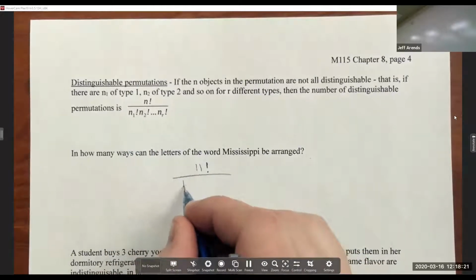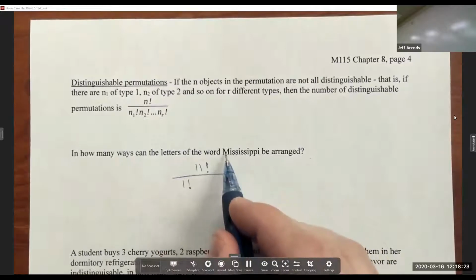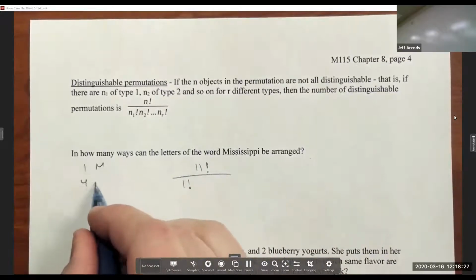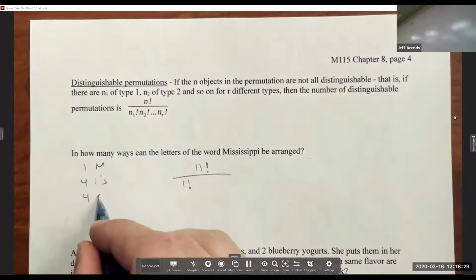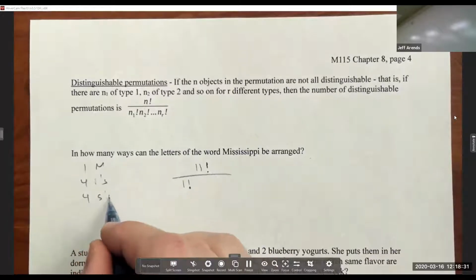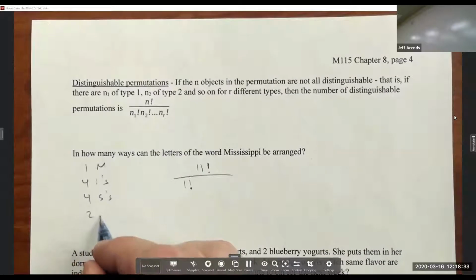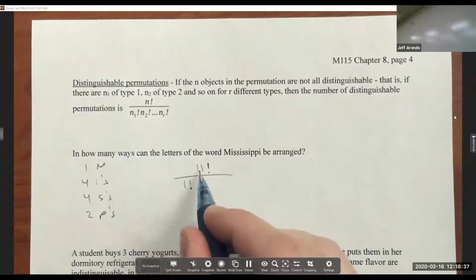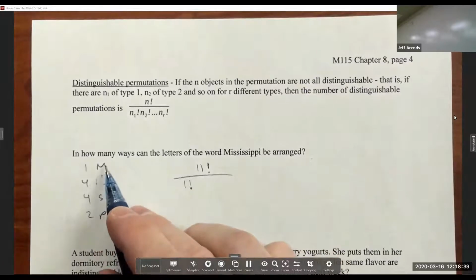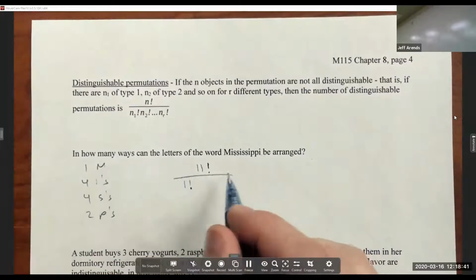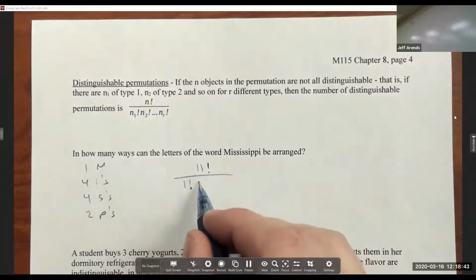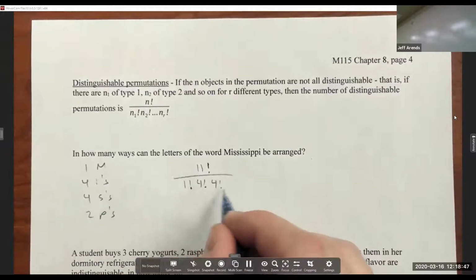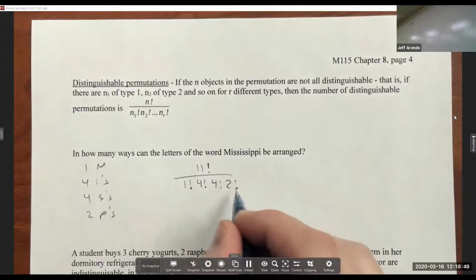Well, there's only one M, so I'm going to say there's 1 factorial there. So there's 1 M, there are 4 I's, there are 4 S's, and there are 2 P's. So I'm going to say there's a 1 factorial because there's only one way to arrange the M. There are 4 factorial ways I could have arranged the I's, 4 factorial ways I could have arranged the S's, and 2 factorial ways I could have arranged the P's.